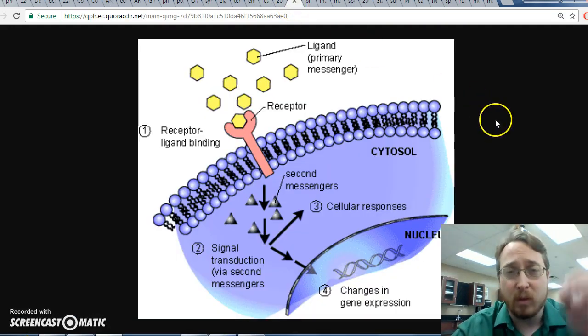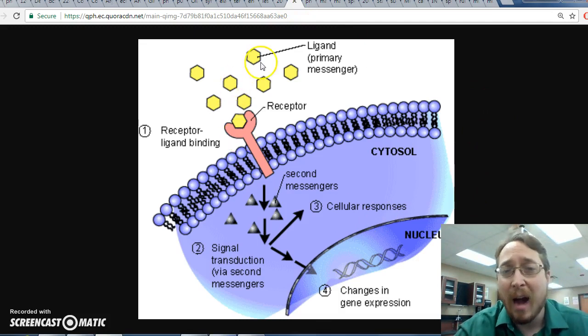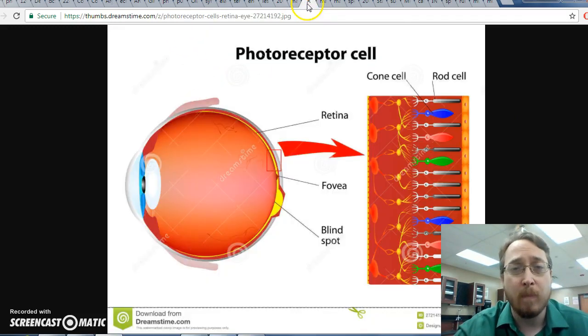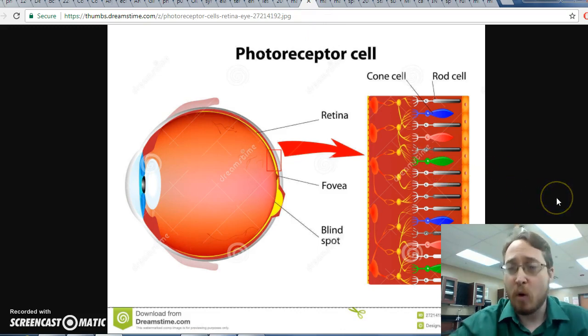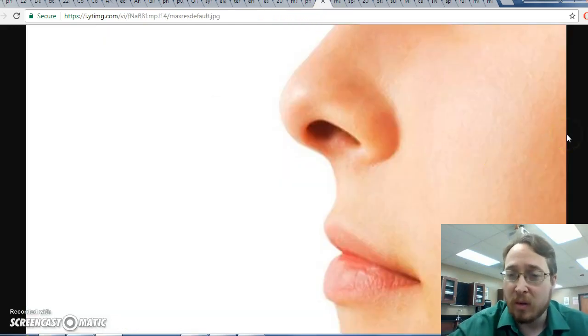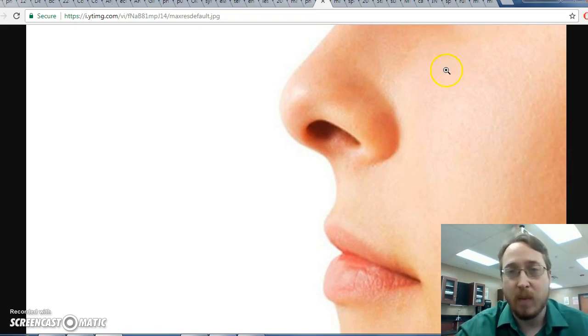Furthermore, there are receptors that respond to things going on outside of the cell. One such example is photoreceptors. Photoreceptors are proteins found in eye cells that detect and respond to light. And then there are chemoreceptors found in our nose and mouth that detect and respond to chemicals, allowing us to smell and taste.